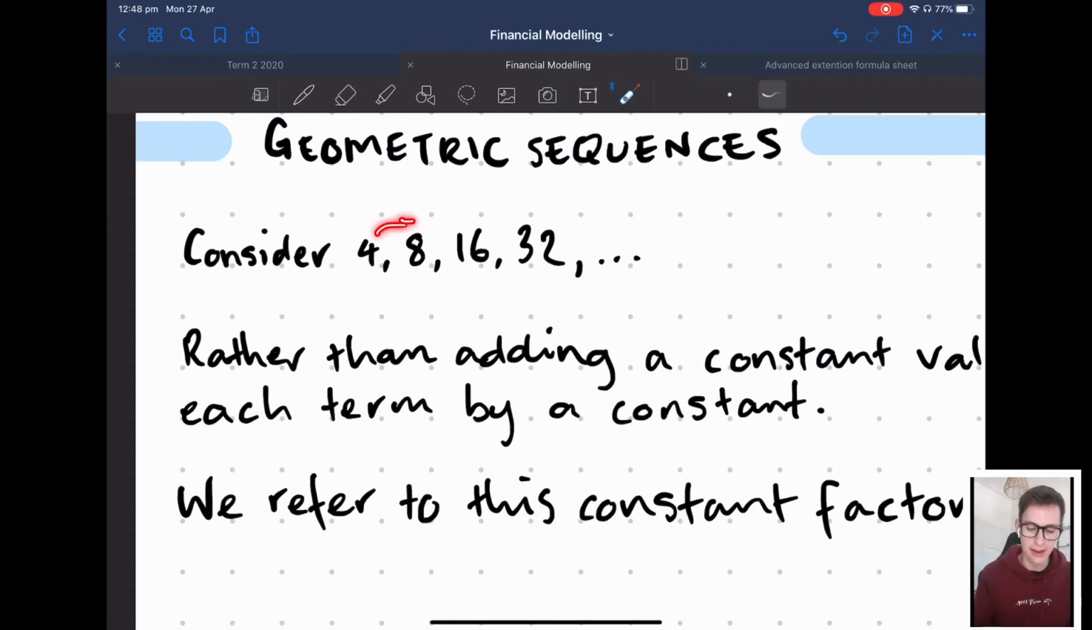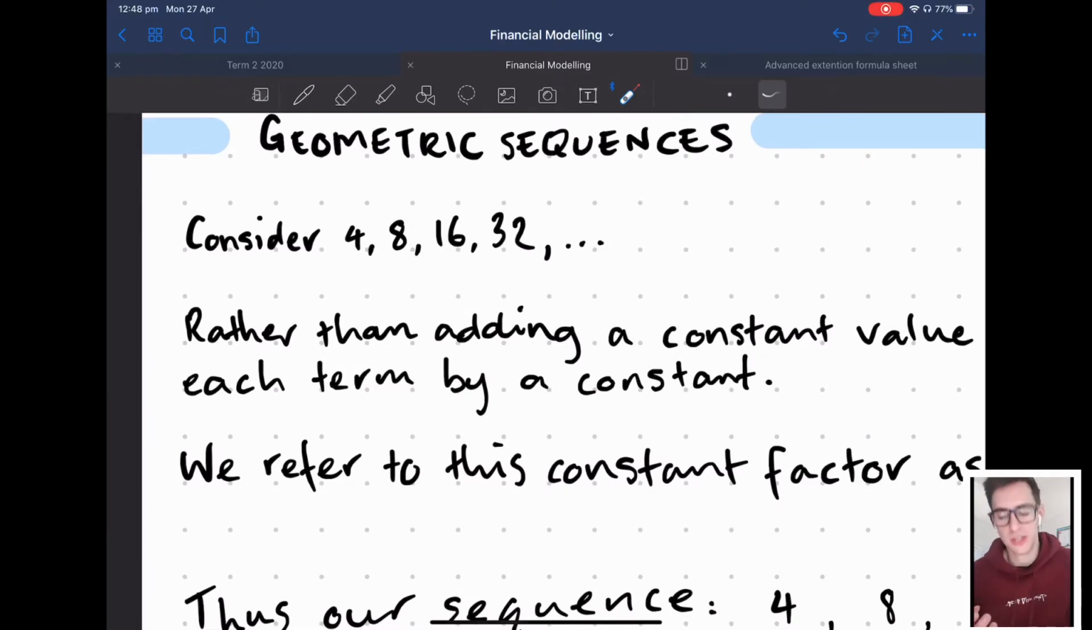Having a look at this first example, you can tell that it's not arithmetic by simply checking: what did I add to that first term to get from 4 to 8? I must have added 4. Now, if it's an arithmetic sequence, we're adding the same amount each time. That would mean that I'm adding 4 to get from 8 to 16. That doesn't work out, so it mustn't be arithmetic.